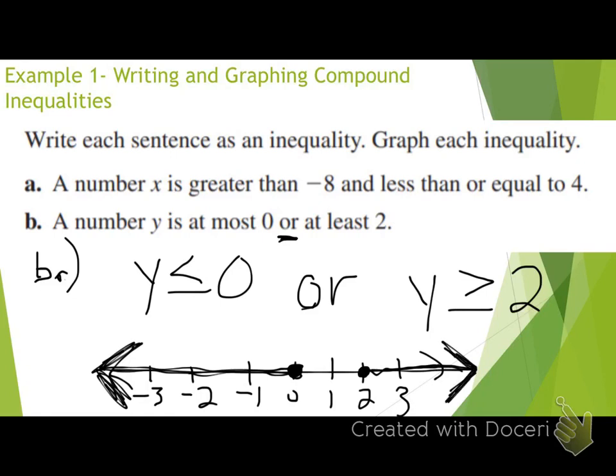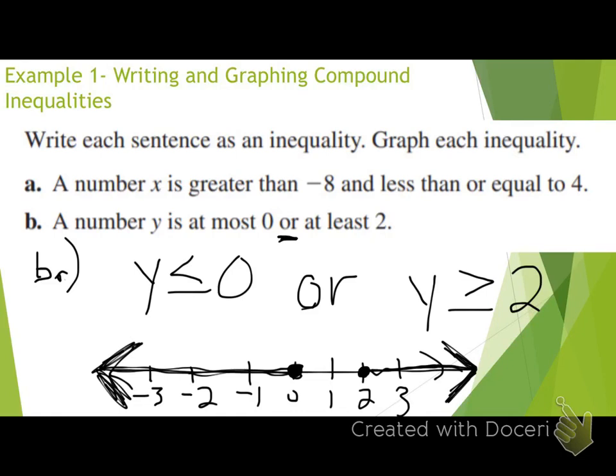So there's the graph of my compound inequality. For a number to be a solution of this, it just needs to meet one of my inequalities, right? Would negative 10 be a solution here? Yep, it's in one of my shaded regions. It meets the condition of y being less than or equal to 0, so it is a solution.